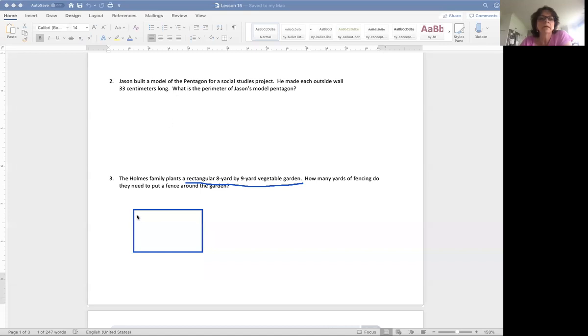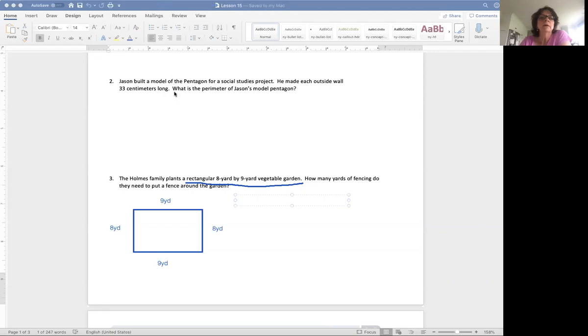Remember, it's important to label the shorter side with the shorter length. So 8 yards is smaller than 9 yards. So I'm going to make sure I put 8 yards here and 9 yards on the longer side. All right, so that gives me an idea of what the fence around the garden would look like. And now I need to write a number sentence.